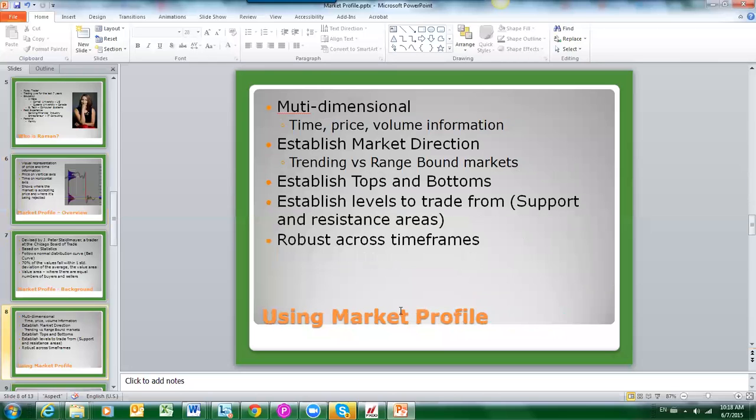Okay, so why should we use market profile? First of all, it is a multidimensional representation. I'm not a big indicator person. I trade mostly price action. I like looking at charts to see where the price is at any given point in time and how it's reacting to those levels. I'm big on support and resistance levels, and how the price is reacting to them and where it is likely to go next.